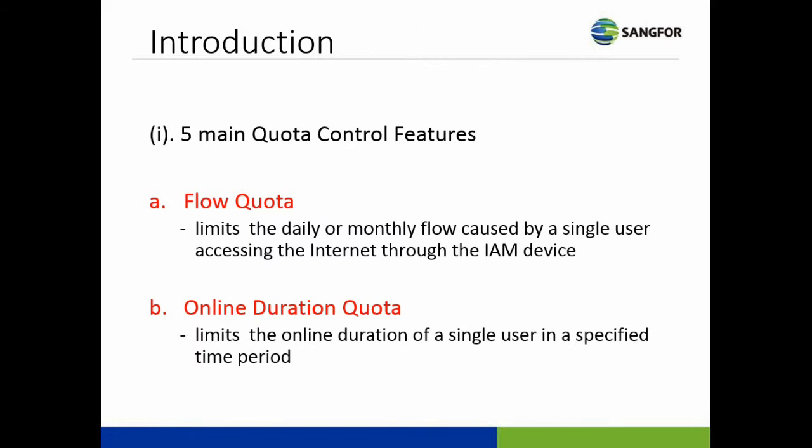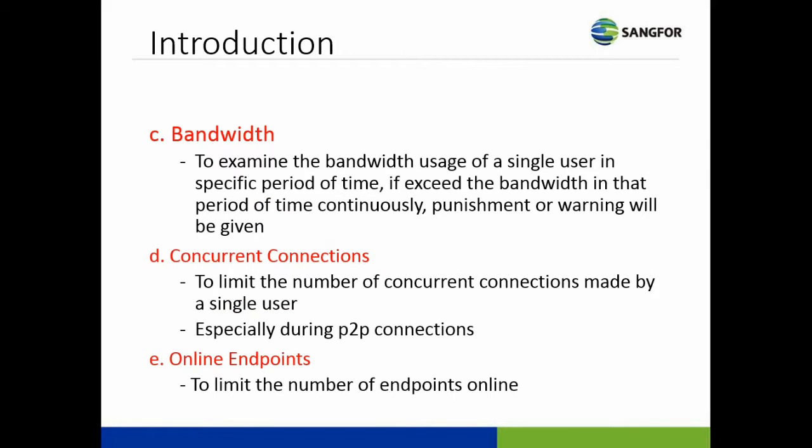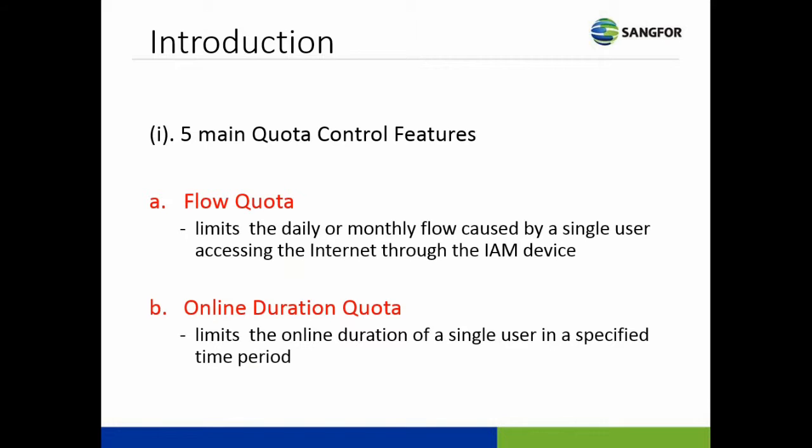There are a total of 5 main quota control features in the IAM version 11, which are the flow quota, online duration quota, bandwidth, concurrent connection, and the last one is the online endpoints. For the flow quota, the function is to limit the daily or monthly flow caused by a single user accessing the internet through the IAM device.